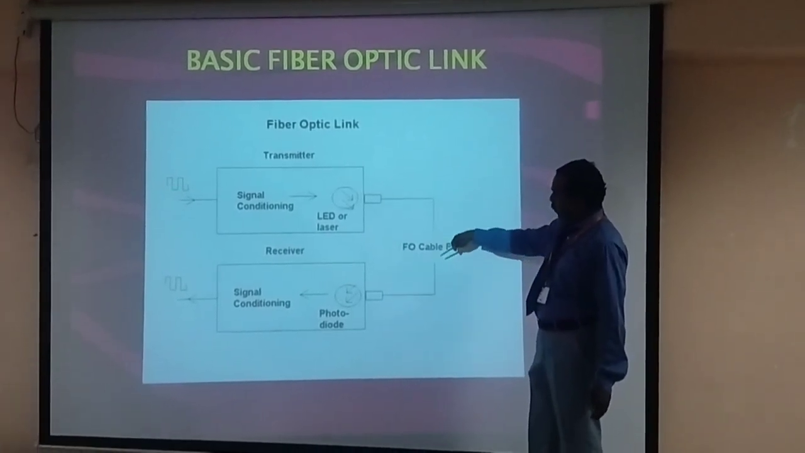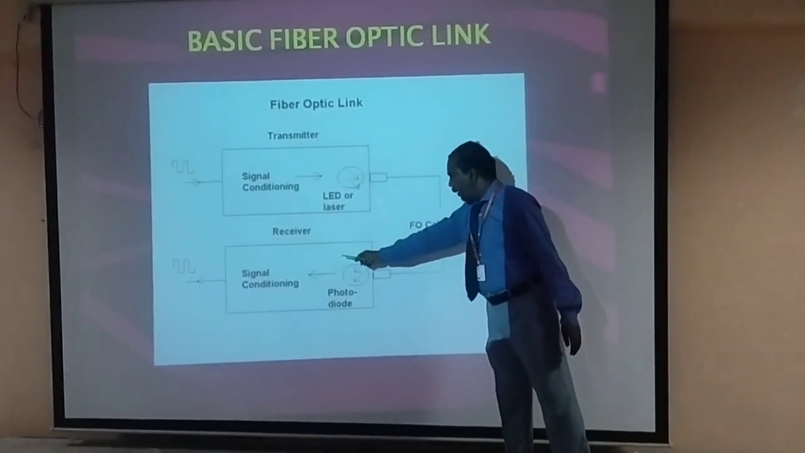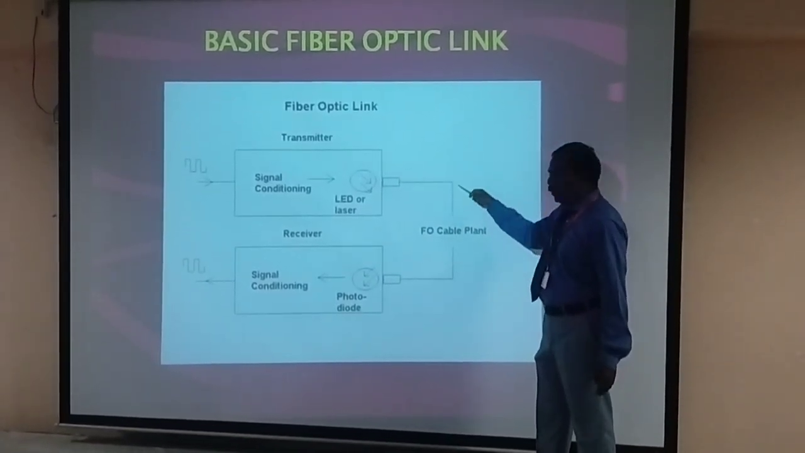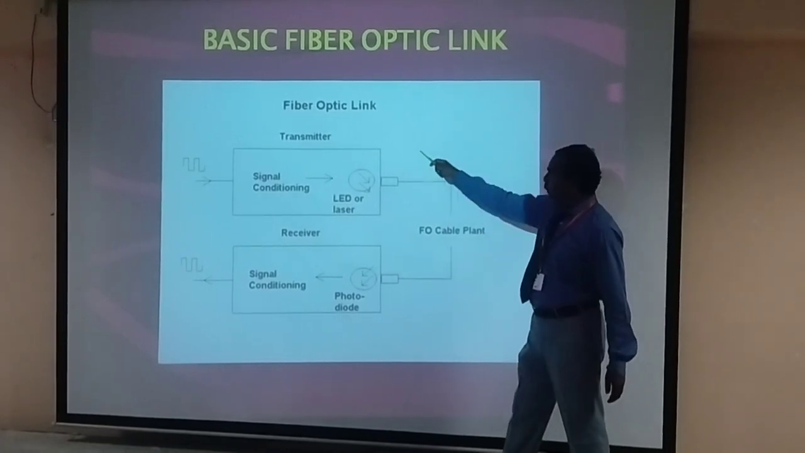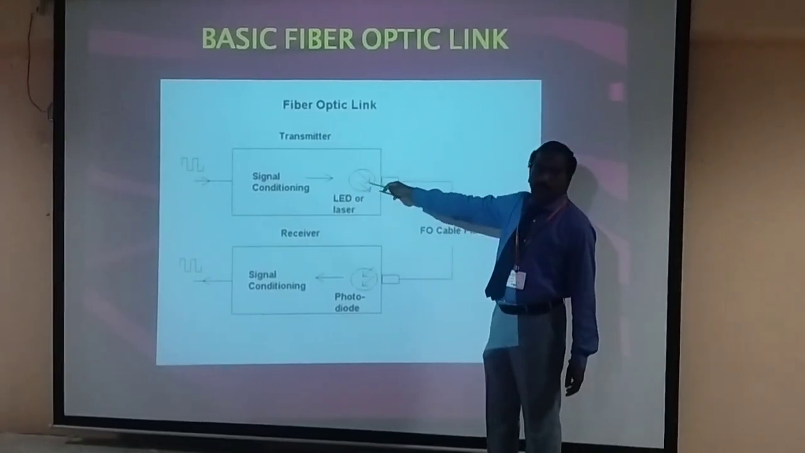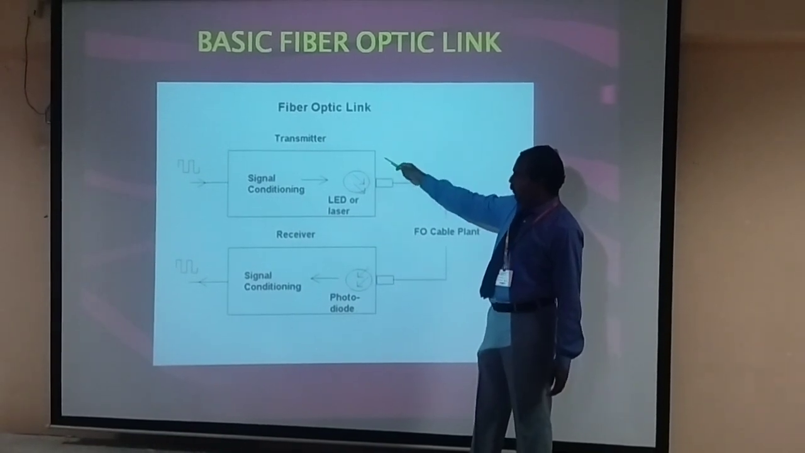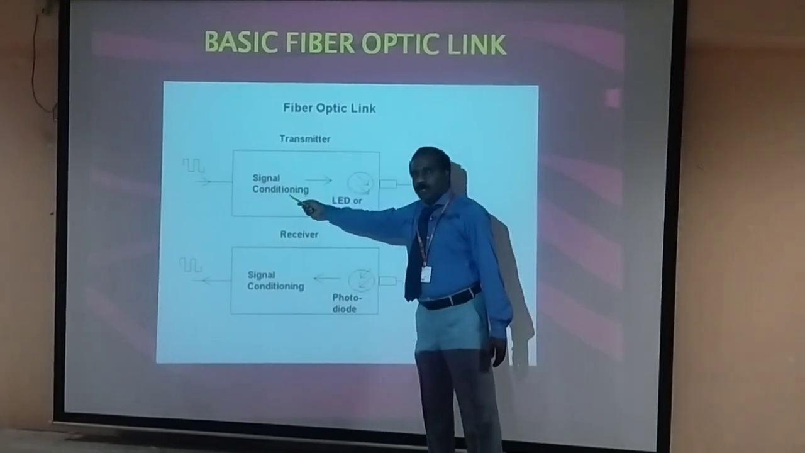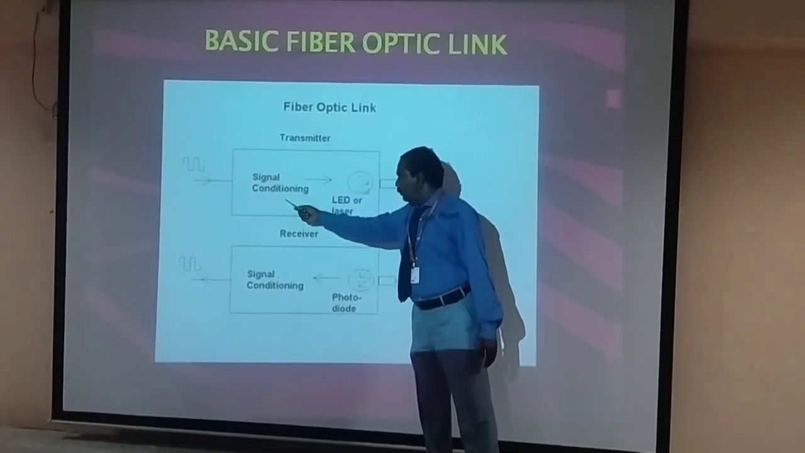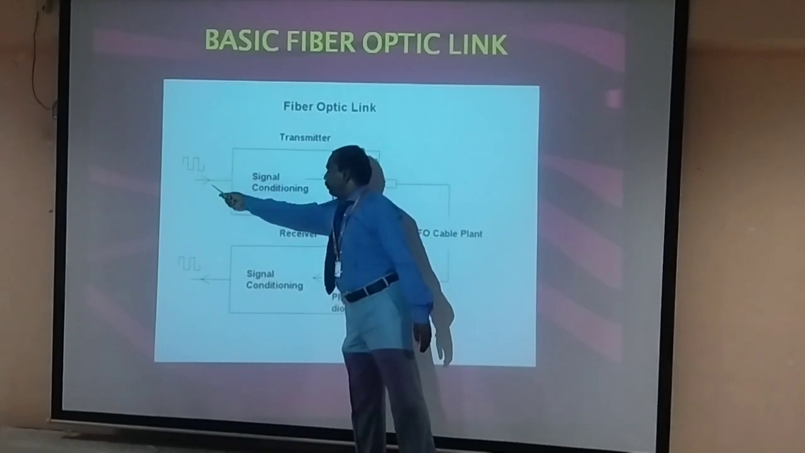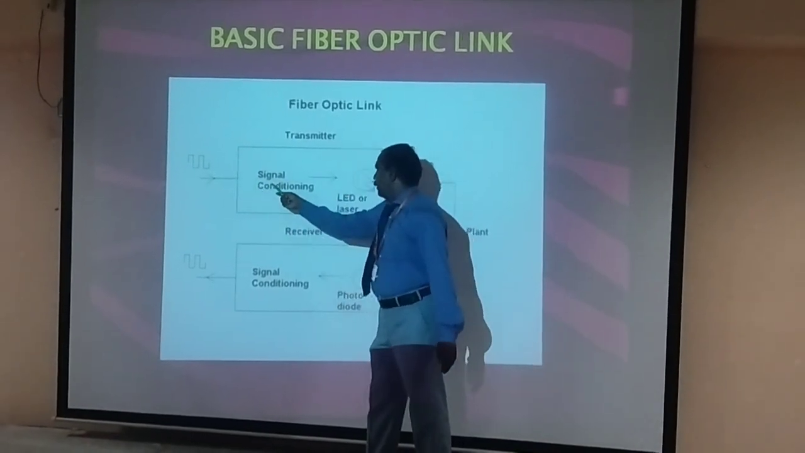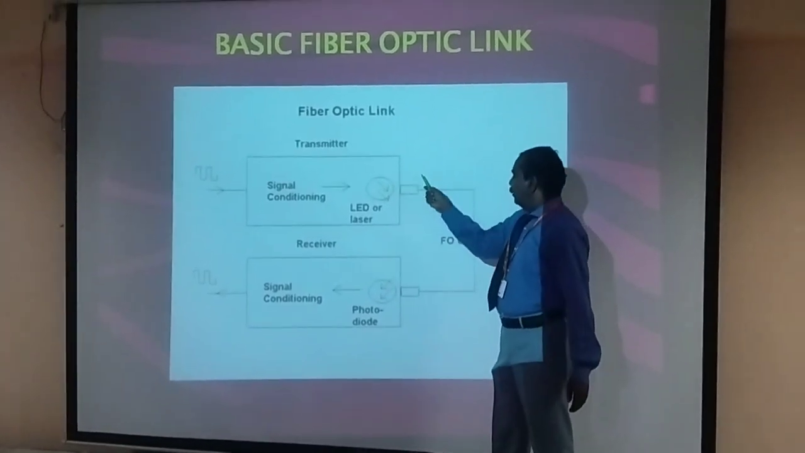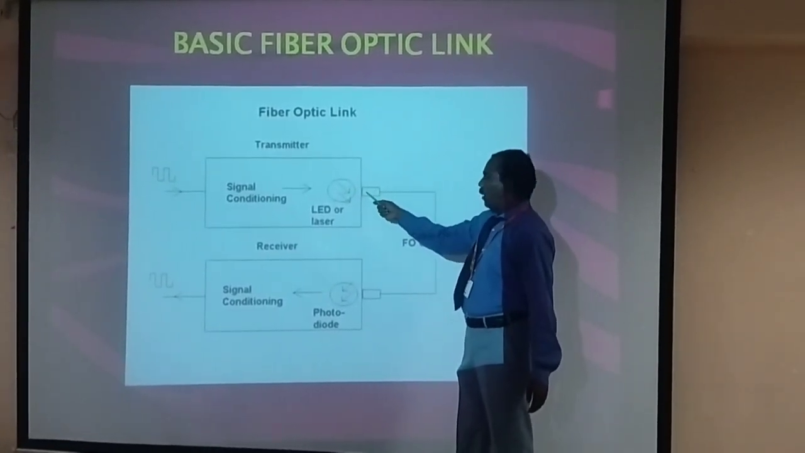So the system consists of two parts, namely transmitter and receiver. In between, we have to connect a cable. So that is typically called a fiber optic communication medium. Here, the transmitter, particularly in optical fiber communication, generally uses a light emitting diode as well as a laser, light amplification by stimulated emission of radiation. So we have to send a pulse as a signal towards the transmitter section.